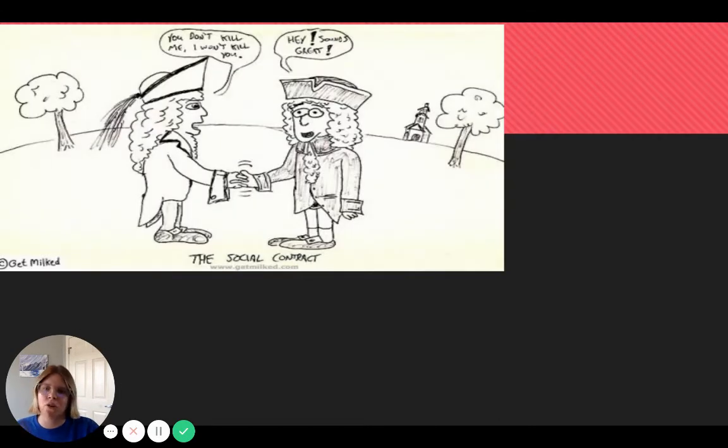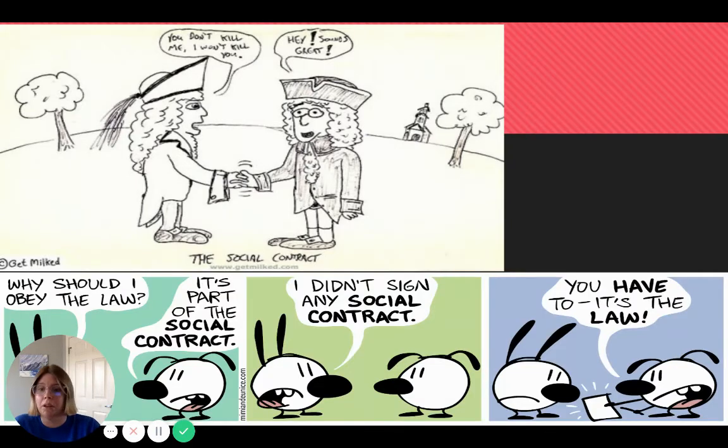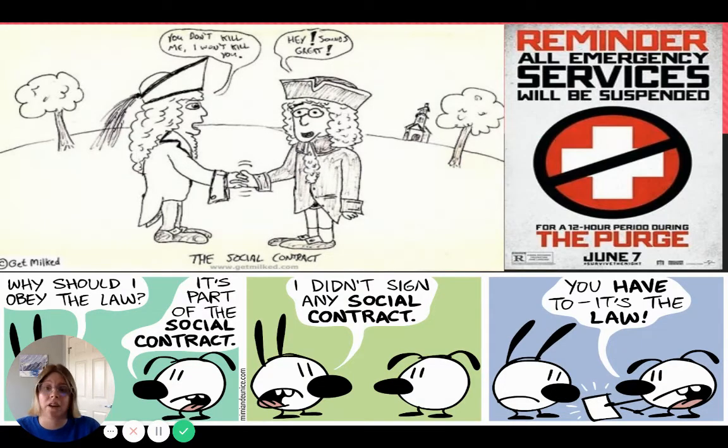For example, the social contract basically says, if you don't kill me, I won't kill you. If you don't steal from me, I won't steal from you. Now, are you fully protected in a society with a social contract? Not necessarily, because people can break the contract, and it happens all the time.